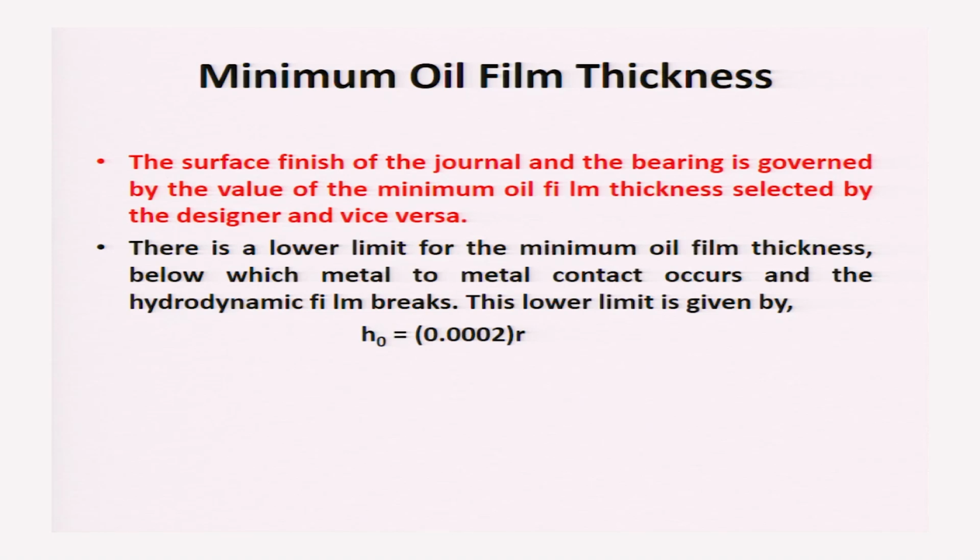Minimum oil film thickness. The surface finish of the journal and the bearing is governed by the value of the minimum oil film thickness selected by the designer and vice versa. There is a lower limit for the minimum oil film thickness below which metal to metal contact occurs and the hydrodynamic film breaks. This lower limit is given by this one. This should be checked with the Trumpler's criteria.